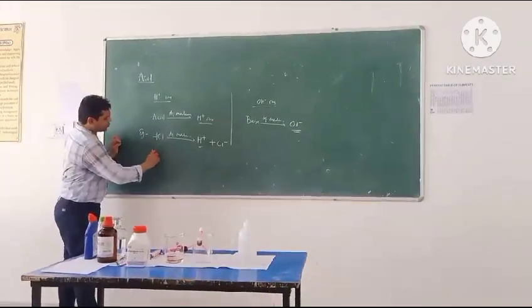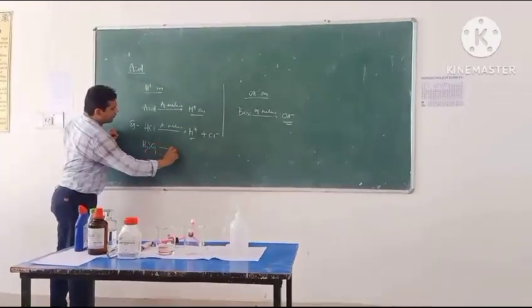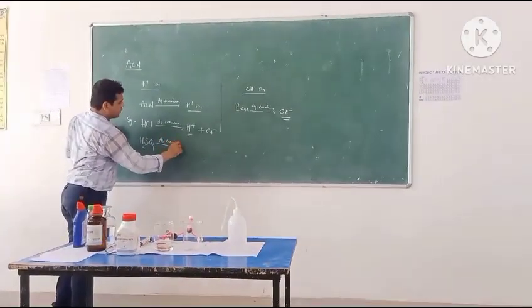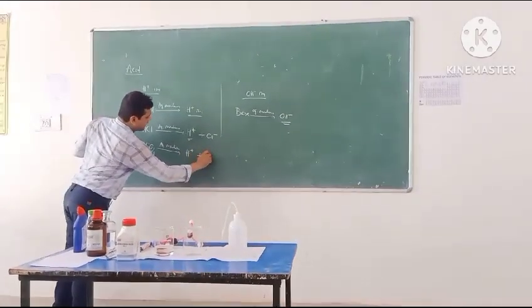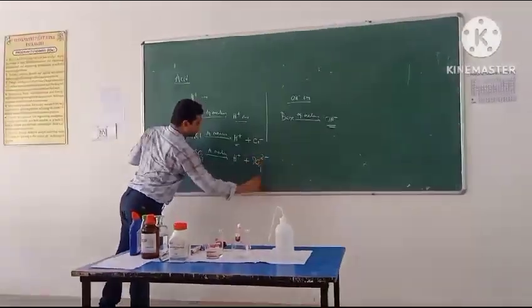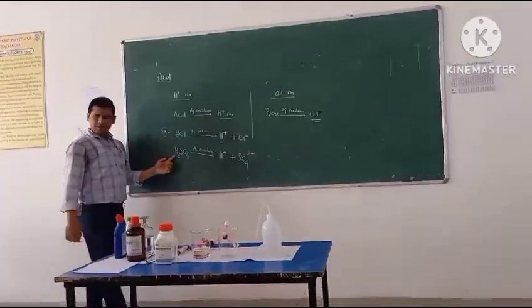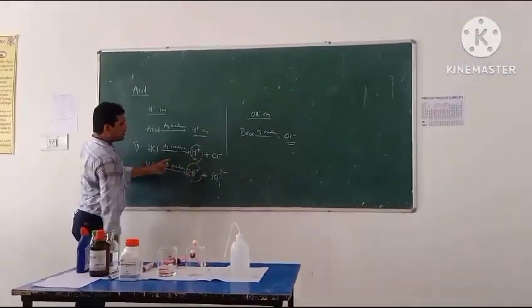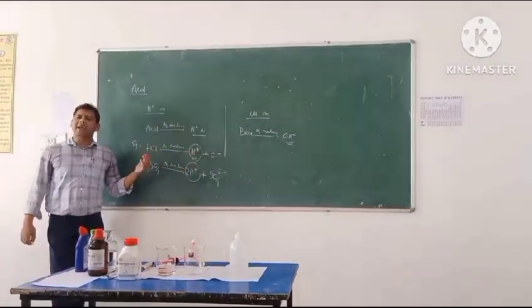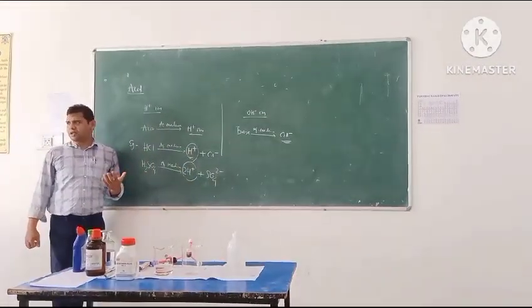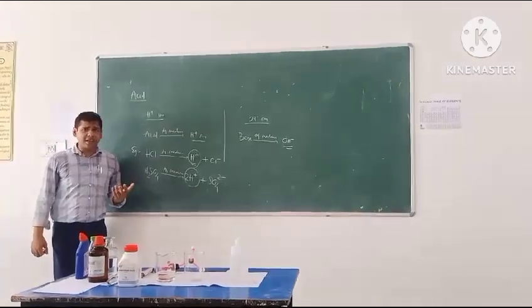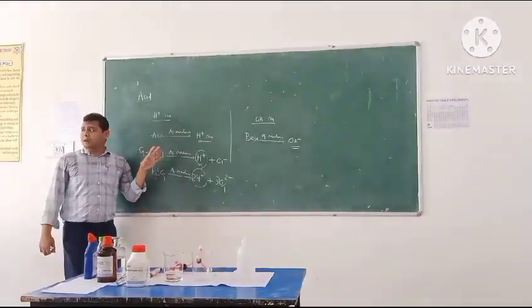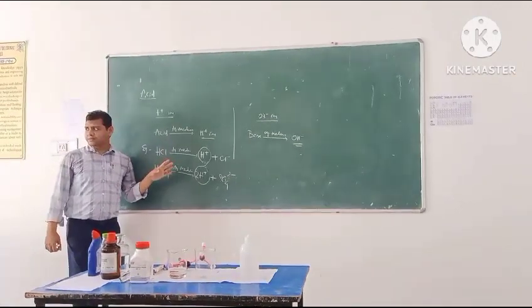Another example, suppose you take sulfuric acid. Sulfuric acid in aqueous medium produces H plus ion and SO4 2 minus ion. Two hydrogen atoms are present. So hydrogen ion makes the solution acidic in nature. The nature of a substance depends upon the presence of hydrogen ion in the sample or in the substance.